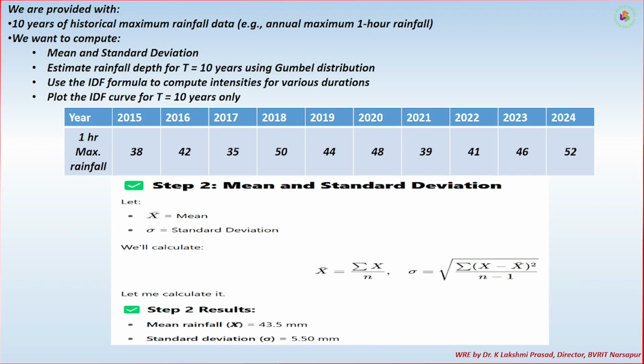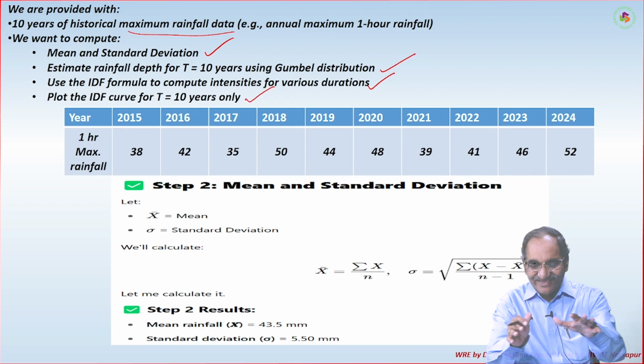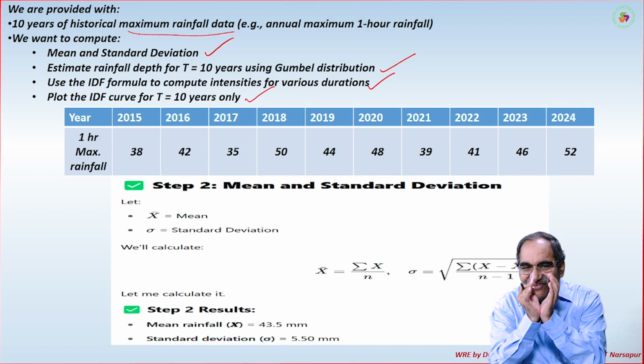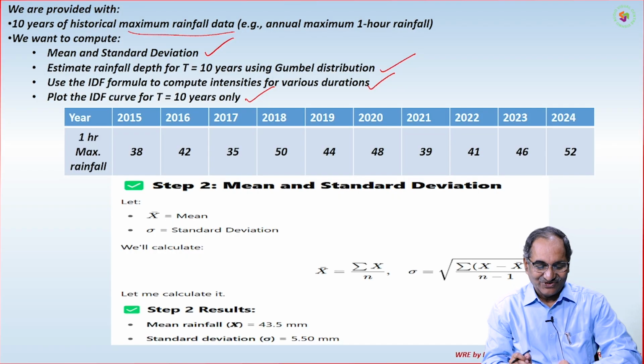Now I told you the second one also I will show you. So 10 years of historical maximum rainfall data I have taken. How to calculate mean and standard deviation? I will show you how to calculate. Then estimate the rainfall distribution for 10 years return period by Gumbel's distribution. Then use the IDF formula to calculate the intensity and plot the IDF. All in one set, this problem I am showing to you.